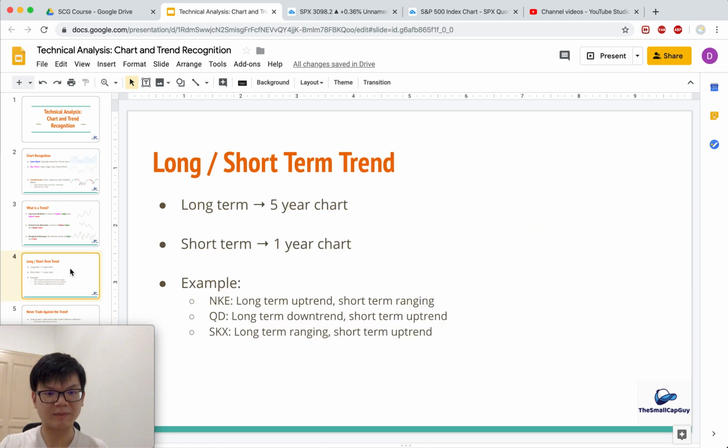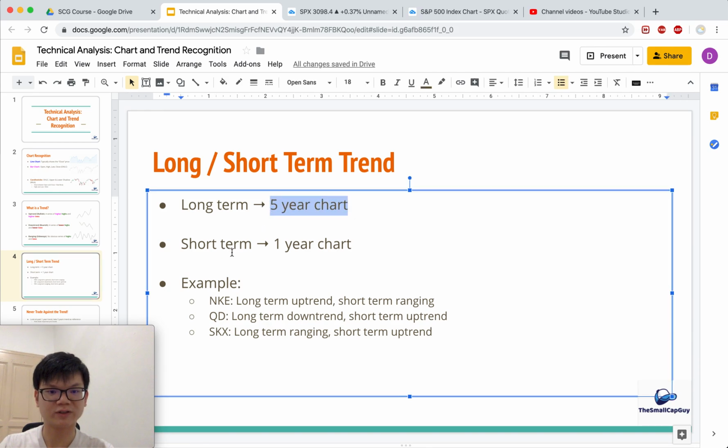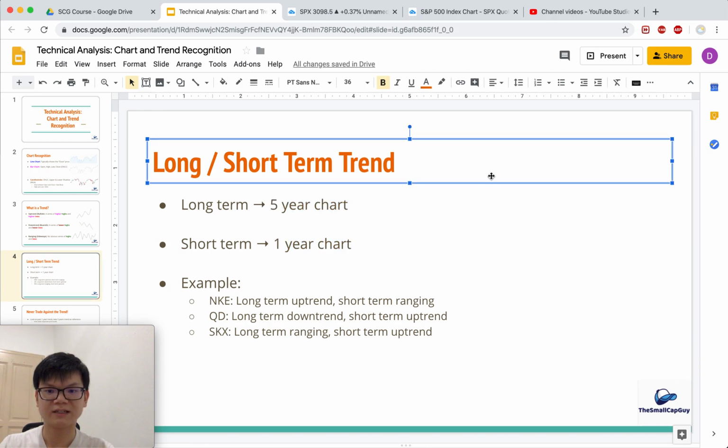Next, we will talk about long and short-term trend. So the trend will always change, and we want to look at either the long-term or the short-term trend. What is the current trend? So for long-term, we usually look at the 5 years chart, and for short-term, we look at 1 year chart.